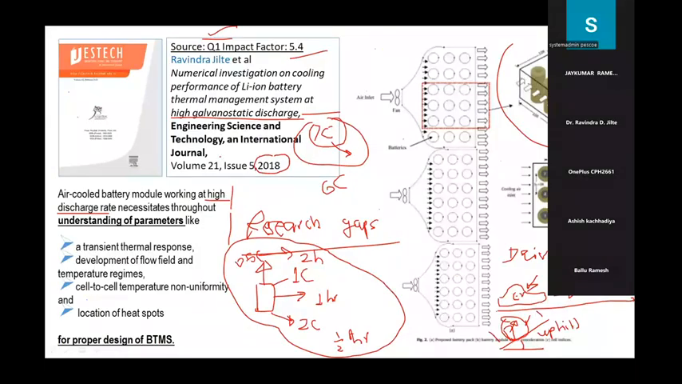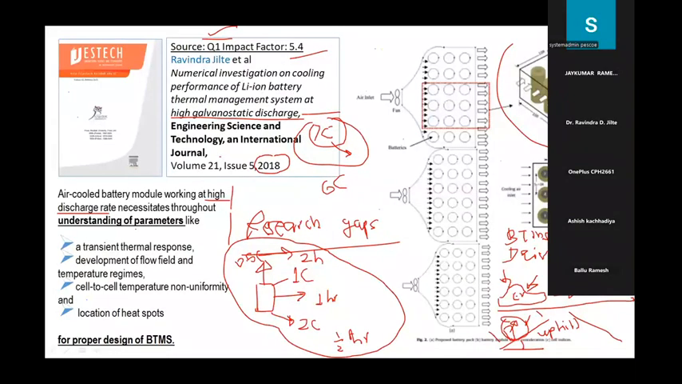So we need to think of the operation of the EVs before we design the BTMS system. There are so many situations: sudden accelerations, braking, uphill, downhill, and so many driving patterns are available. So this can be easily justified. So here we try to understand.